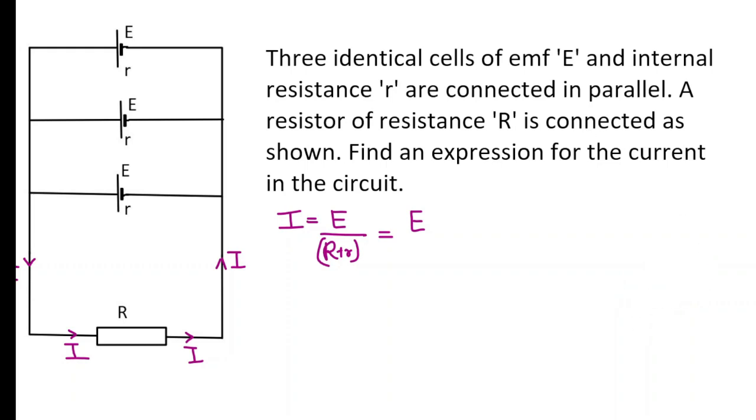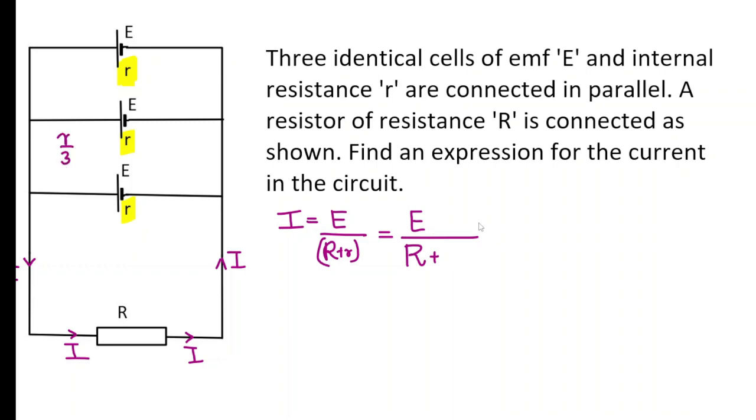So let's go back to this. Now, the EMF is E, and the total resistance externally is capital R. Now we need to get the combination of these three lowercase r's. Now, three identical resistors, so the total resistance of these three is r over 3.